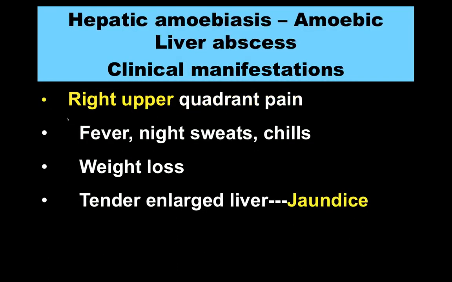Next, we are moving on to hepatic amoebiasis or amoebic liver abscess. Generally, the patient complains of pain in the right upper quadrant region, and there may be jaundice. The patient may present with jaundice, and an enlarged tender liver would be there. There may be fever, night sweats, chills, and weight loss.